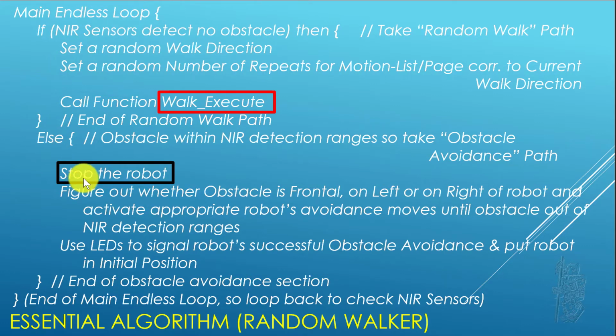If at this phase, on the main endless loop, it detects there's a near-infrared detection range, it stops the robot. And then it figures out whether the obstacle is frontal, left, or right, and then activates the appropriate avoidance move until it clears the obstacle. And it flashes the LED 4 times, and then everything goes again, so it will do the random walking again.